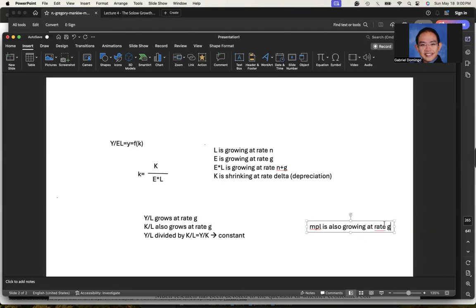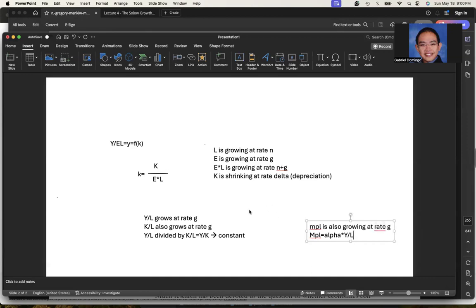The other interesting part is, well, actually it's not K over L, it's Y over L. So MPL equals, if you recall, alpha, which is the share of labor, times Y over L, right?